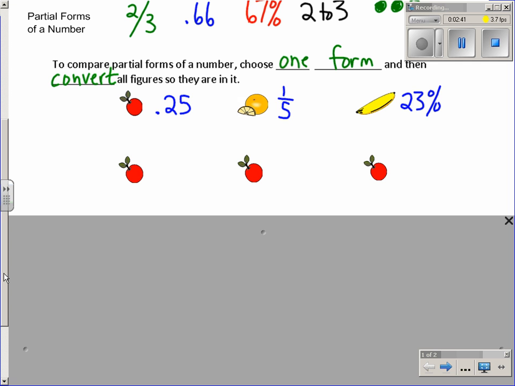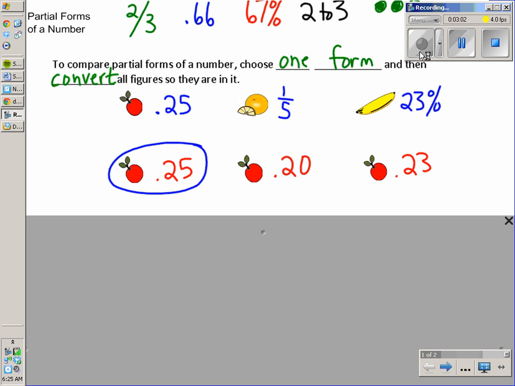So 0.25 is going to stay 0.25. 1/5 will be written as 20 hundredths, and then 23% is 23 hundredths. Now if you ask me which one is greater, easy to tell, 25 hundredths is your greater partial form of a number.